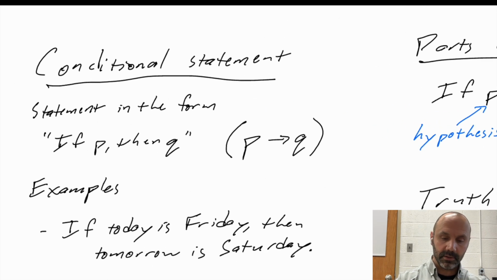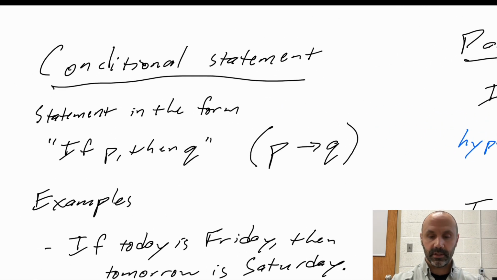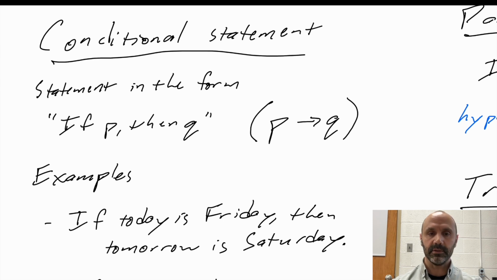Let's begin. A conditional statement is basically an if-then statement, right? We abbreviate it if P then Q, where P is some statement, some proposition, and then Q is some other proposition. So, for example, if today is Friday, then tomorrow is Saturday. Today is Friday is represented by P, and tomorrow is Saturday, that's a separate proposition, is Q. In symbolic form, we write this P arrow Q. Think of it as P implies Q. If P, then Q.